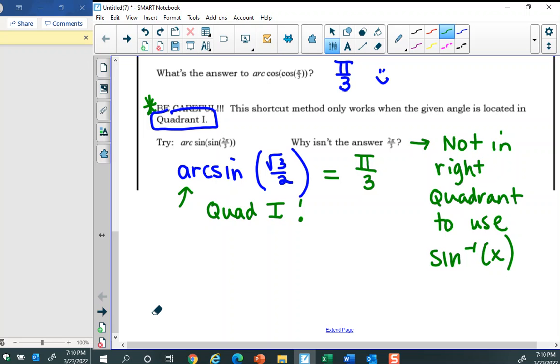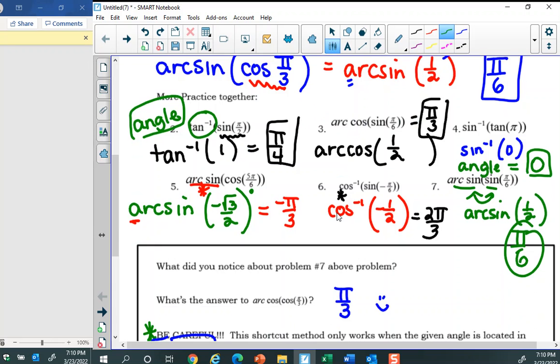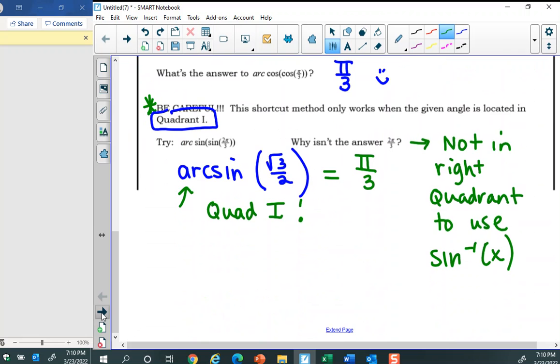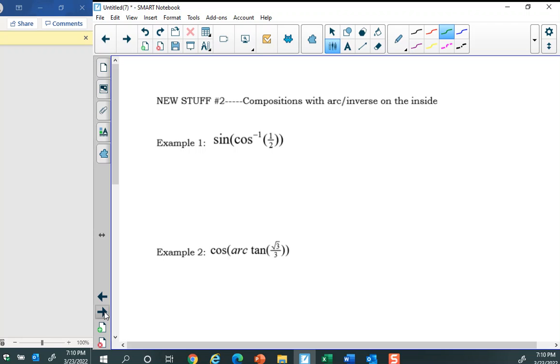So this is one type of inverse problem, where we have the inverse trig on the outside. We can also have the inverse trig on the inside. Same approach though. We are still going to go inside out.